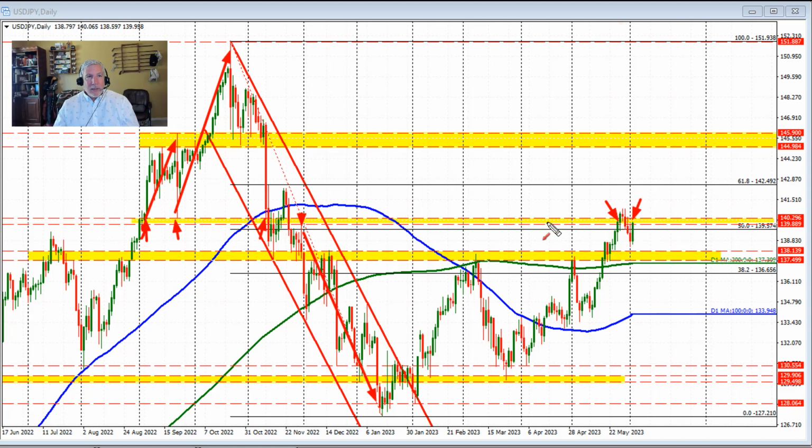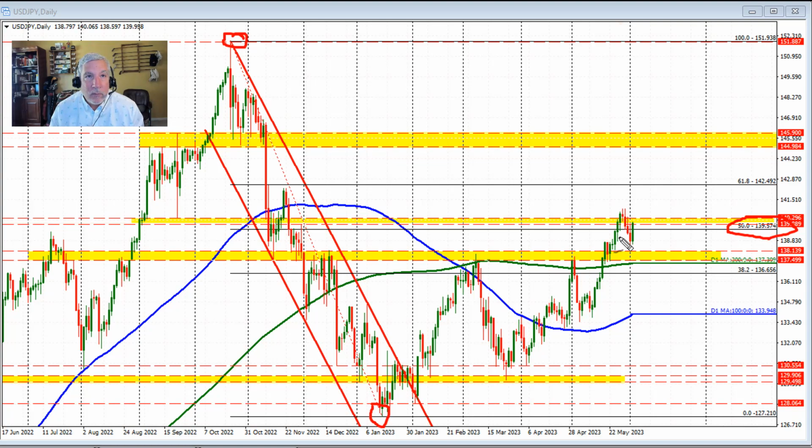We moved back into that swing area, helped by the better than expected US jobs report. Also in play is the 50% retracement, of the move down from this high right here to this low right here. The 50% retracement comes in at 139.57, and the price moved above that level and is trading here today and into this swing area, which by the way goes from 139.089 to 140.296.